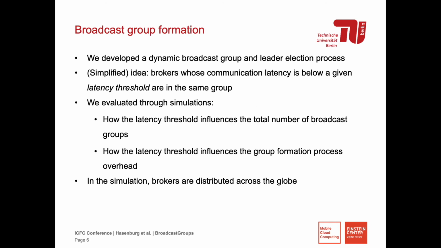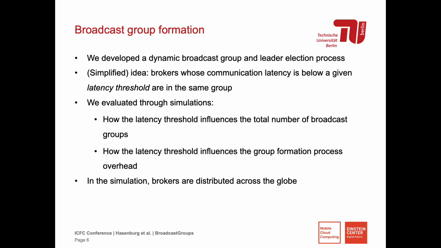We developed a dynamic broadcast group and redirection process. The key idea is that brokers whose communication latency is below a given latency threshold are in the same group. The whole process is, however, a lot more complex. You can find more information on this in the paper.